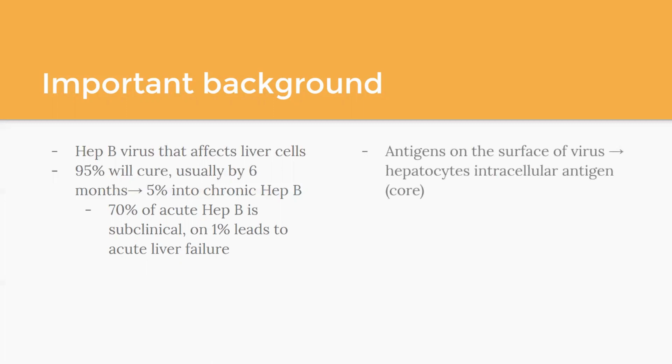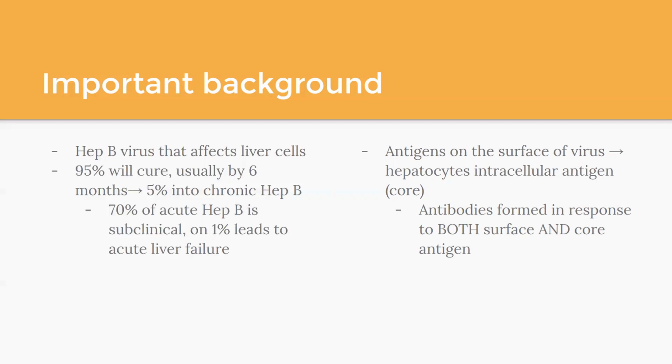And then one other background thing to say, going back to immunology: when viruses come into our body, they have surface proteins called antigens, right? And so our body forms antibodies in response to that. The hepatitis B virus has antigens on its surface. And once it gets inside the hepatocytes, the liver cells themselves, there's an intracellular antigen as well, called the core antigen. That's important because that's one of the tests we're going to be looking at. And antibodies are formed in response to both the surface antigen and the core antigen.